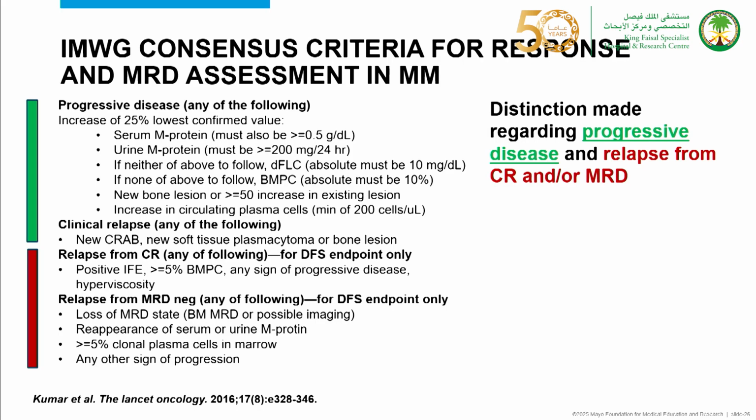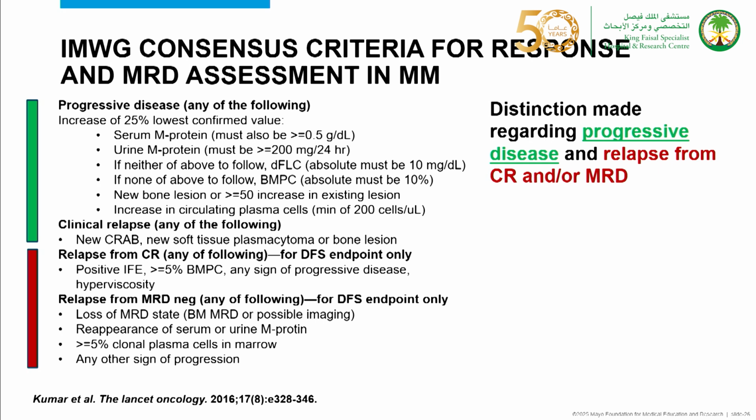Okay, are we ready to resume therapy based on resurgence of MRD? So these are the IMWG consensus criteria for progression. And up at the top, you see progressive disease, any of the following: M spike going up to 0.5 gram, but increasing by 25%, but it has to be at least 0.5 gram, the urine protein, etc. And then there's clinical relapse, which is your CRAB features, right, calcium, anemia, etc., new lesions. That is considered progressive disease according to IMWG criteria.